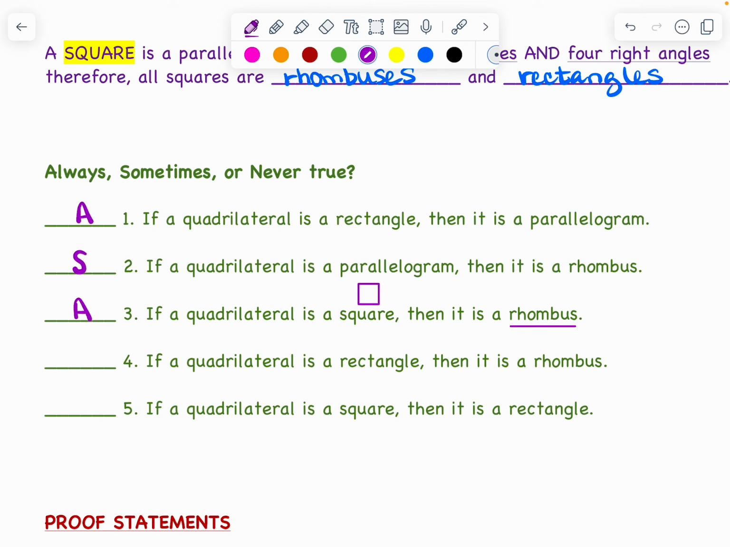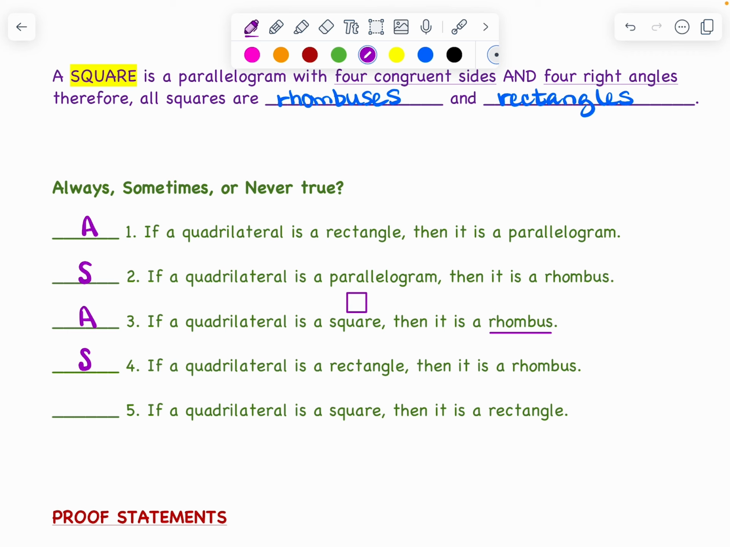All right, I want you to think about this next one really quick. If a quadrilateral is a rectangle, then it is a rhombus. If I'm looking at a rectangle, then I'm looking at a rhombus. What do you think about that?